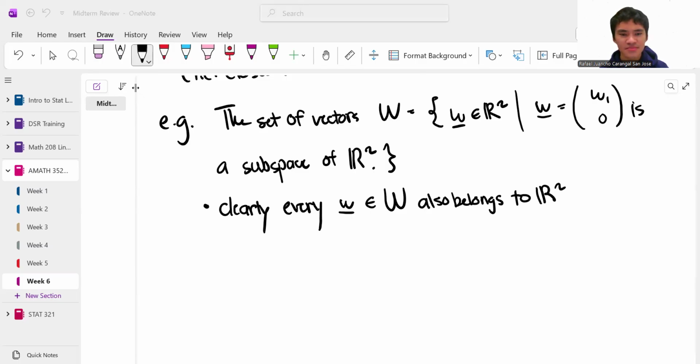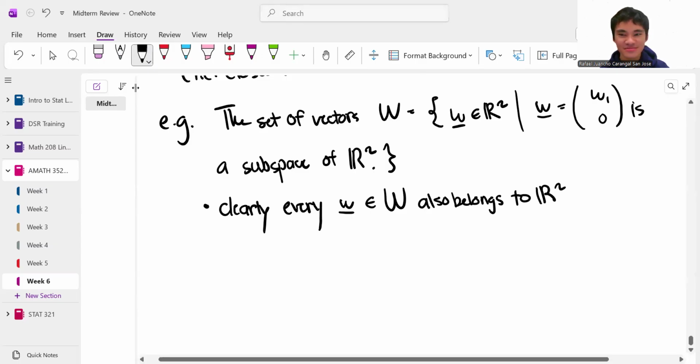Okay, let's try this out. So we can actually say W is a subspace of R2. That's what that means. Okay, so also, here's another idea.